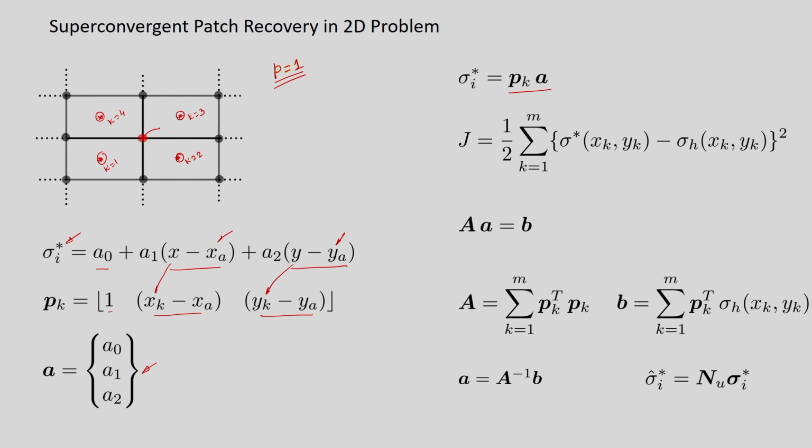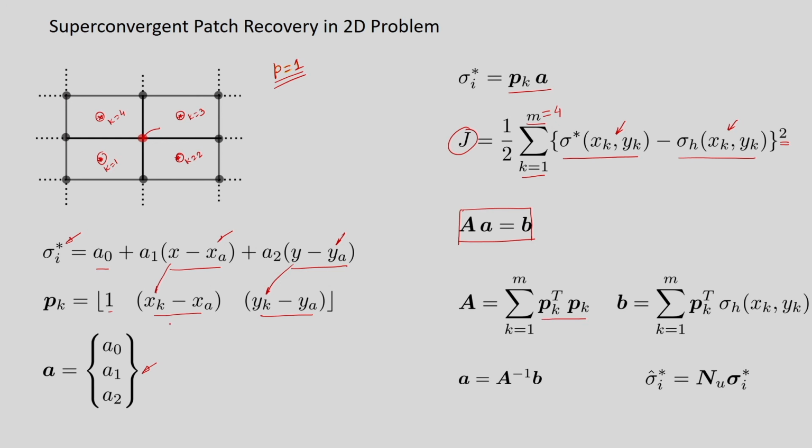Now, what we did earlier, we defined the error between the recovered stress and the finite element stress, the stress obtained from the finite element solution. At each of these super convergent points, we took the square of it and then summed over all the super convergent points. So, in this case m is equal to 4. Then we tried to minimize J with respect to the unknowns a0, a1 and a2, and we come up with a system of equations defined by A times a is equal to b, where Ak can be obtained as pk transpose pk.